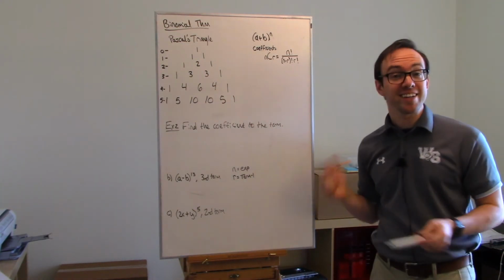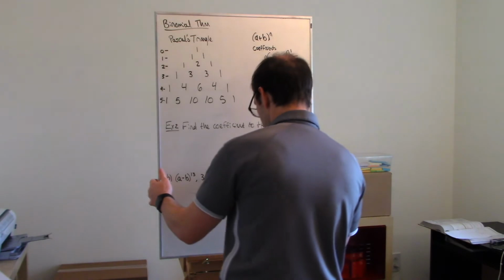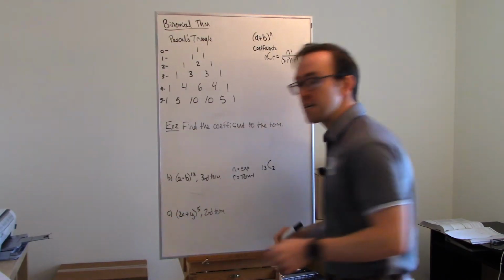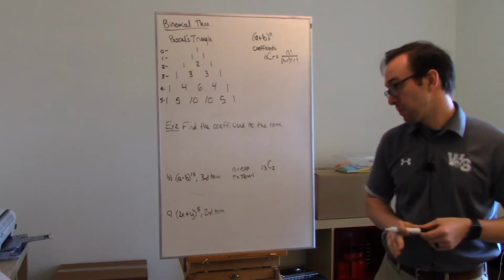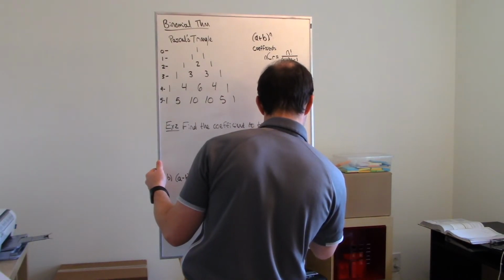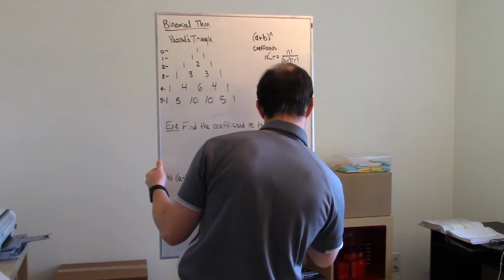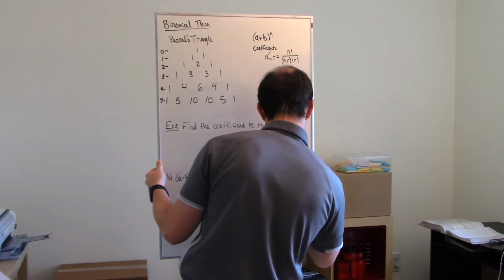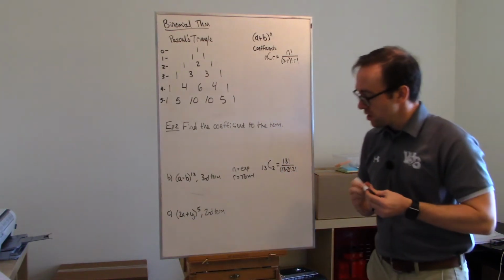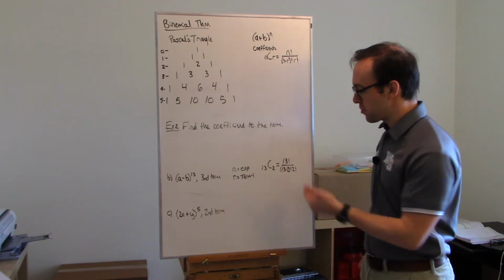For the formula up here, the n is the exponent, the r is your term minus 1. So in this case, 13C2. And that equals 13 factorial over 13 minus 2 factorial times 2 factorial.